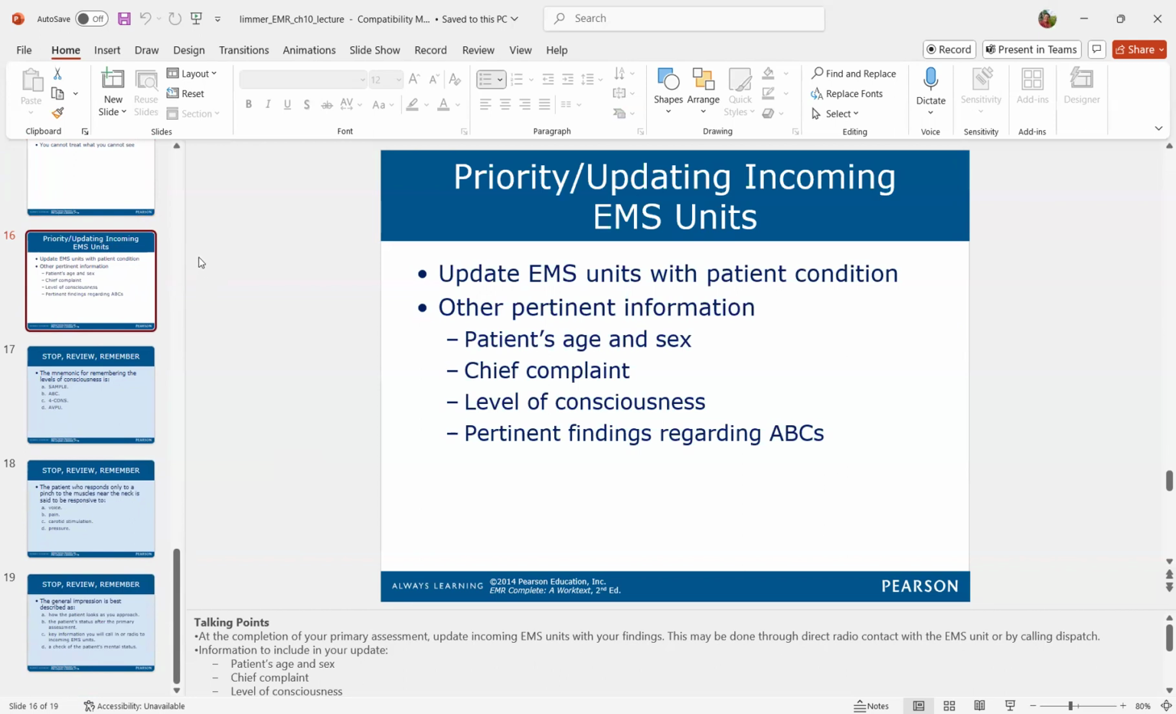Priority: updating incoming ALS or EMS units, so updating the patient's condition over the phone. Sometimes dispatch will ask you how it's going. We have working channels that we work with as an EMR that we can use to update the ambulance if we're there on scene first and let them know what's going on, so they can bring the right equipment in and make it a little bit quicker. Usually it's the patient's age and sex, their chief complaint, level of consciousness, and pertinent findings that we're seeing, a set of vital signs, things that we've done. We have oxygen on them, et cetera. So just updating them on what we've done so far.